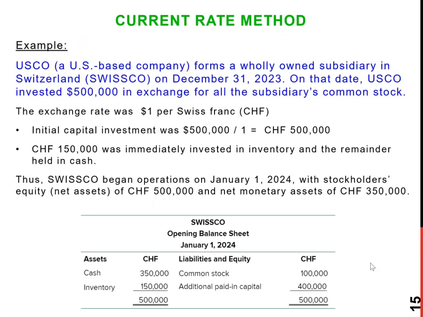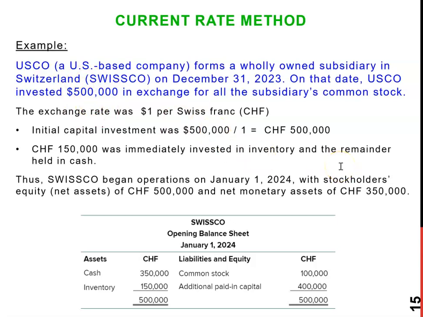Now we will see one example. USCO is a US parent company, and they just started a subsidiary in Switzerland. The name of the subsidiary is Swissco, and they invested 500,000 US dollars. The subsidiary is located in Switzerland, and assume that they are using the Swiss franc, Switzerland's currency. When they establish the company, the exchange rate is the same: $1 is equal to 1 Swiss franc. So that means the invested $500,000, if you convert it on that day, is 500,000 Swiss francs.